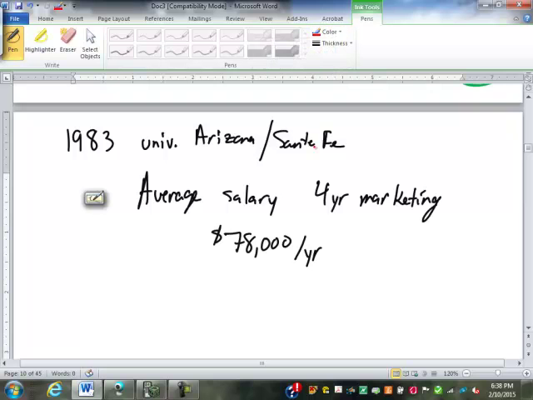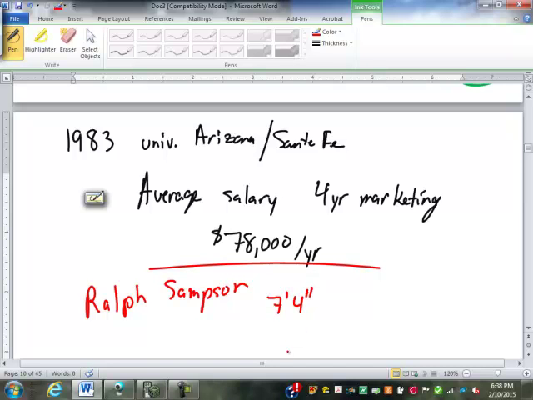What they neglected to tell you was that one of the graduates was a man by the name of Ralph Sampson. Ralph Sampson was 7'4" and was the 2-time NCAA basketball player of the year. Drafted number 1, signed like an $8 million contract with the Houston Rockets. It takes a lot of $20,000 marketing graduates to average out an $8 million contract to $78,000 a year. Mr. Sampson was the only one in that group that made more than $33,000 that year. But that's the accurate mean.